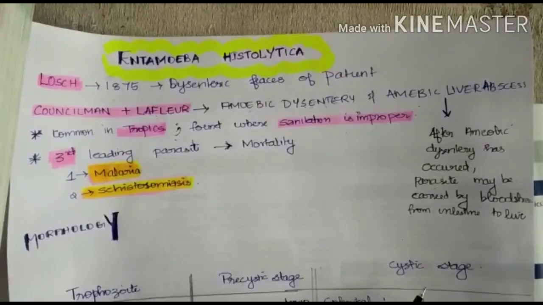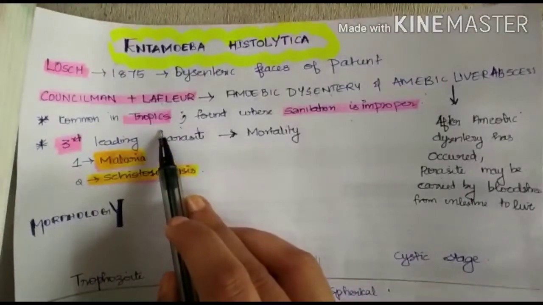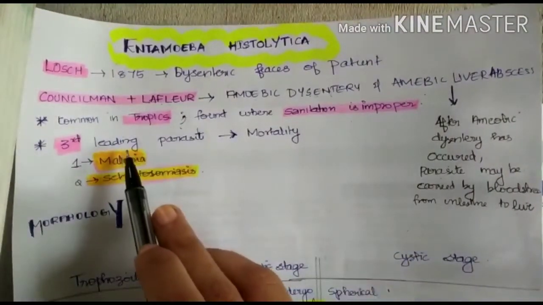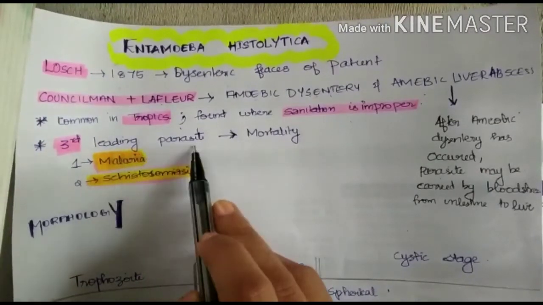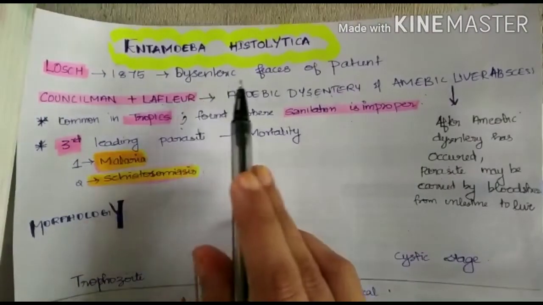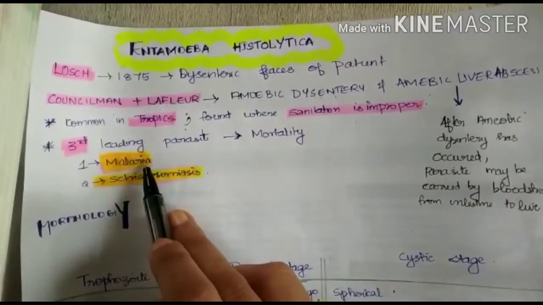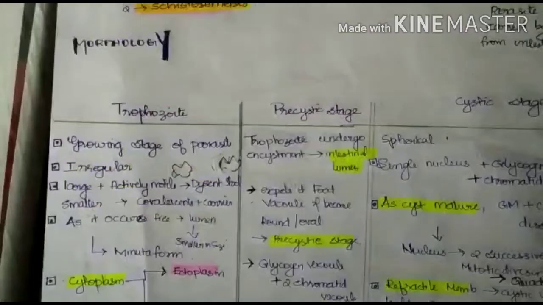They are mostly common in tropical regions where sanitation is very poor. Entamoeba histolytica is the third leading parasite causing mortality. First comes malaria and second comes schistosomiasis.